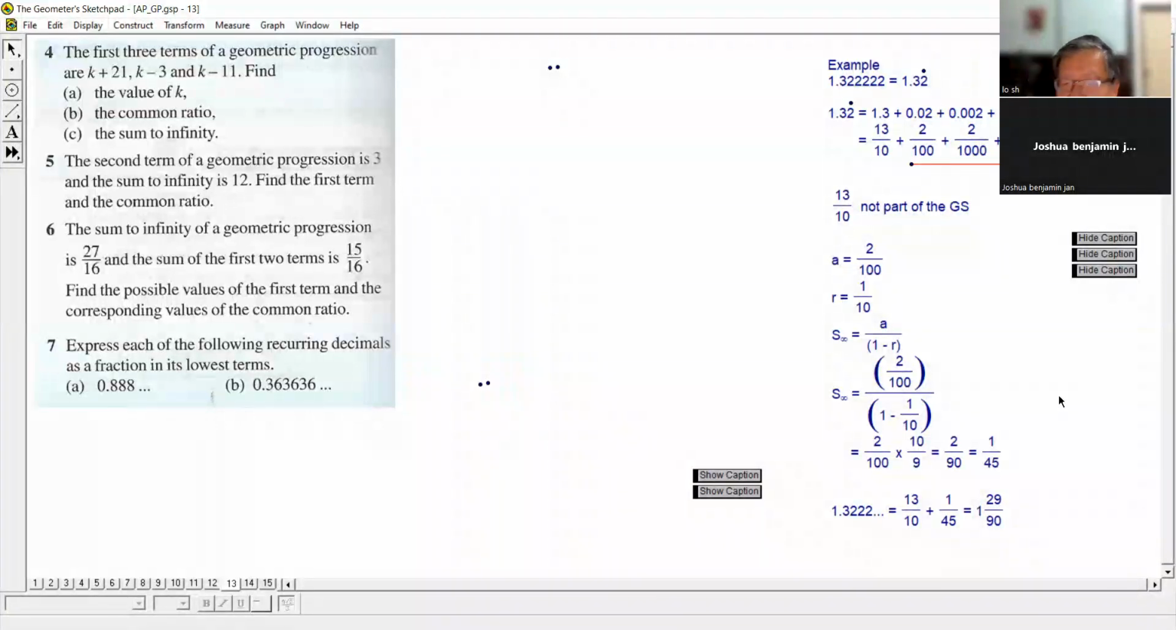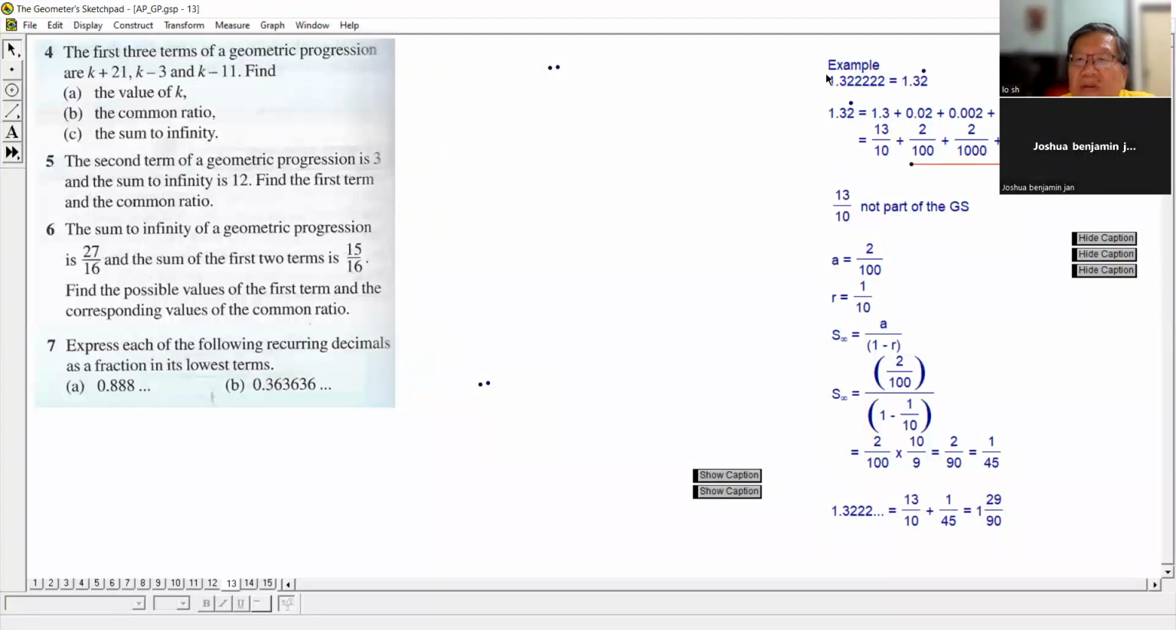You take 1 over 1, 29 over 90, you press the ABC button, you will get 1.32222. Okay. So this is how we're going to change a recurring decimal into a fraction. Okay. Now we look at this.